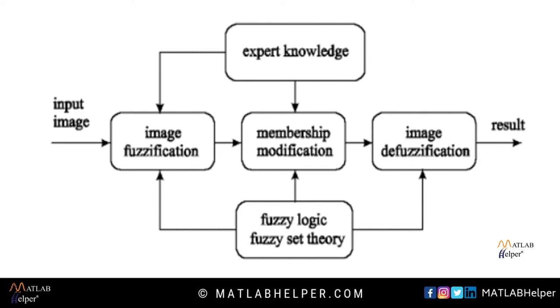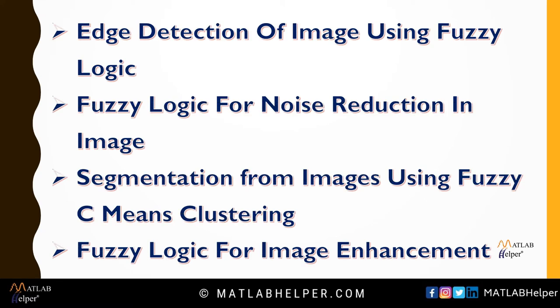The main part of fuzzy image processing is in the modification of membership values. After the image data are transformed from gray level plane to the membership plane, fuzzification, appropriate fuzzy techniques modify the membership values. This can be a fuzzy clustering, a fuzzy rule-based approach, a fuzzy integration approach, and so on. We'll see four techniques, different image processing, and how to design a fuzzy logic-based system for them.